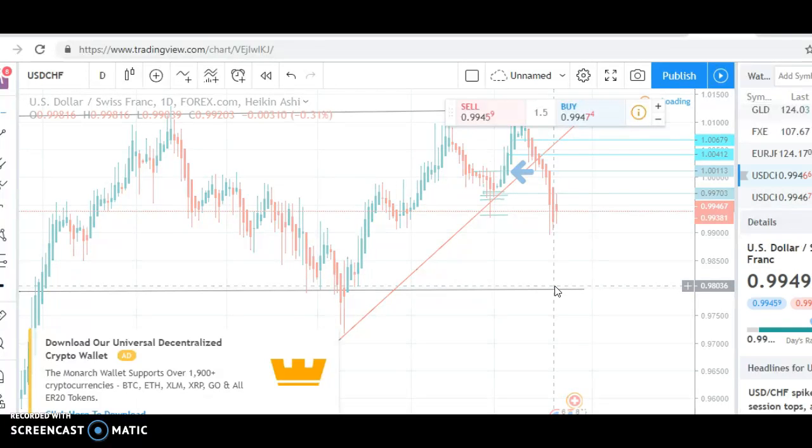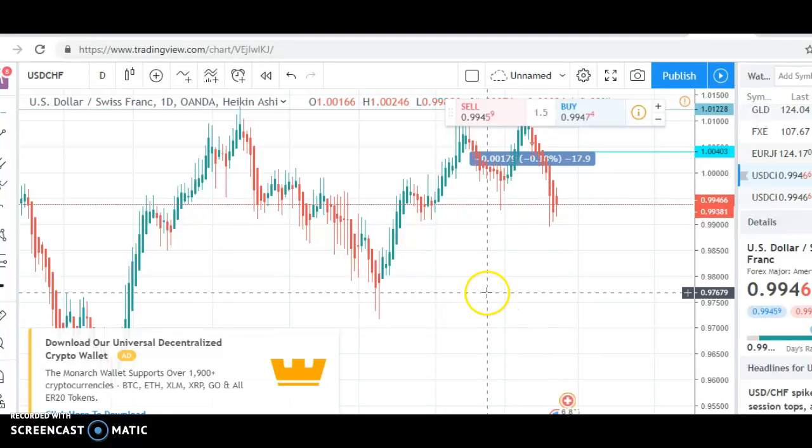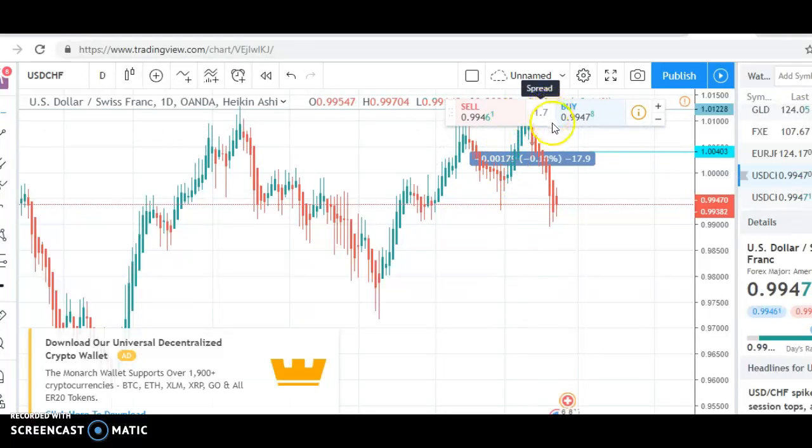So let's go to another currency here. We have the USD Swiss franc. You can see what's happening there. I drew a line the other time. It hit it.